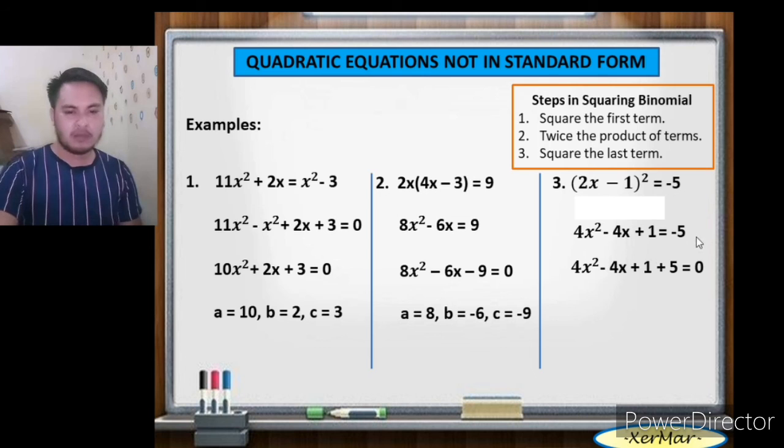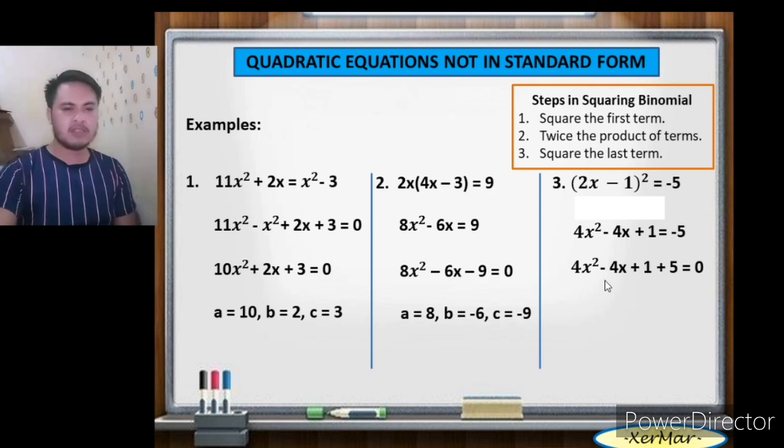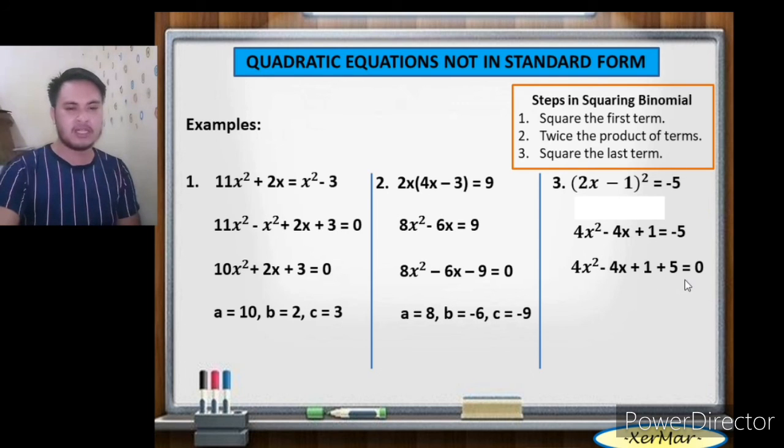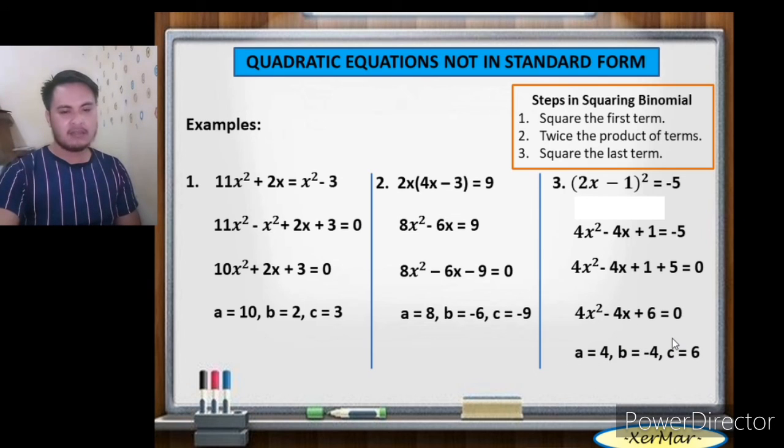Next, we will transpose negative 5 to the left side next to positive 1, and negative 5 will become positive 5. So we have 4x squared minus 4x plus 1 plus 5 equals 0. We will combine similar terms. The similar terms are 1 and 5. So we have 4x squared minus 4x plus 6 equals 0. Now we identify the values of a, b, and c: a equals 4, b equals negative 4, c equals 6.